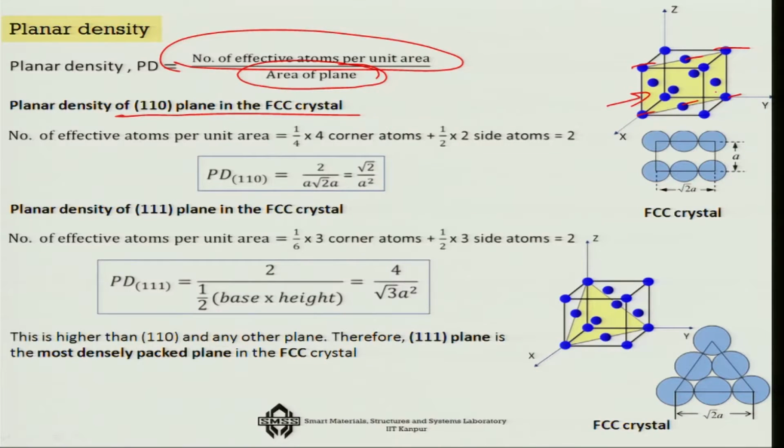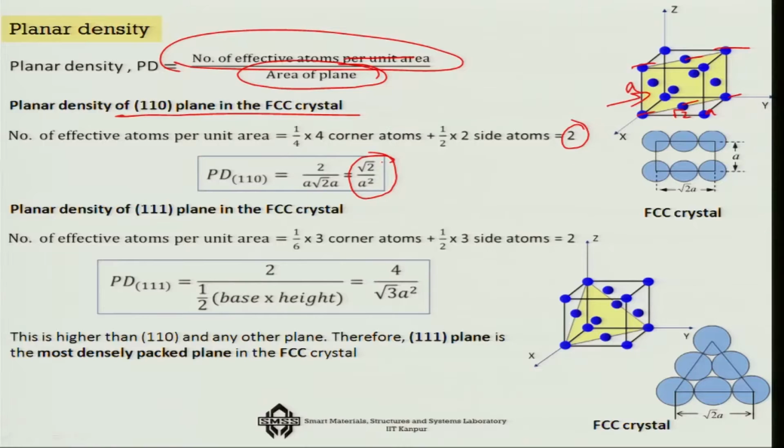So, then the total number of effective atoms in this case is 2, and that is divided by the area of that plane, and that area of the plane is A times, so this side is A and this side is root 2 A. So, A times root 2 A. So, that means it is 2 over A times root 2 A, that is root 2 by A square.